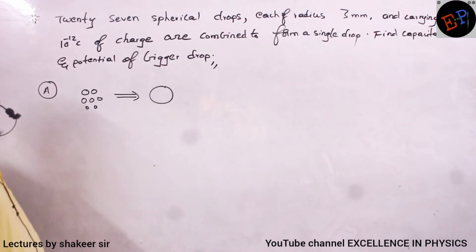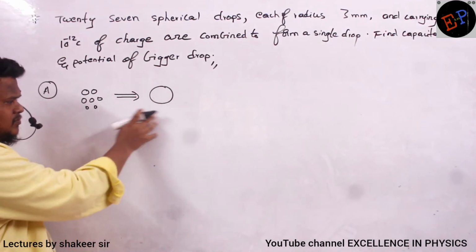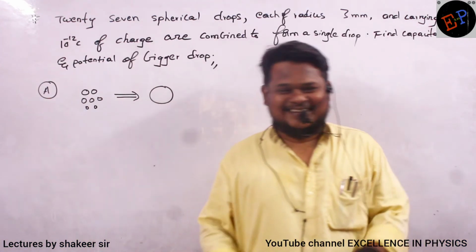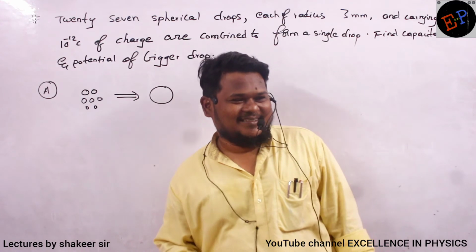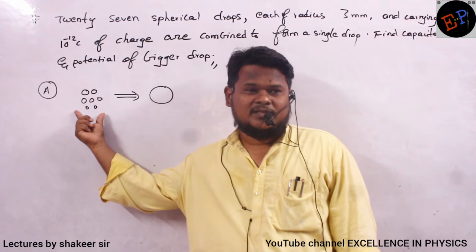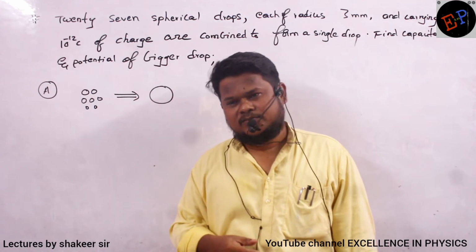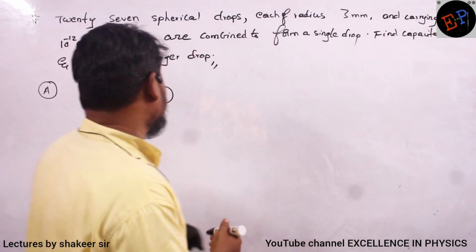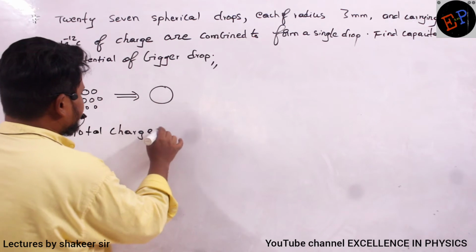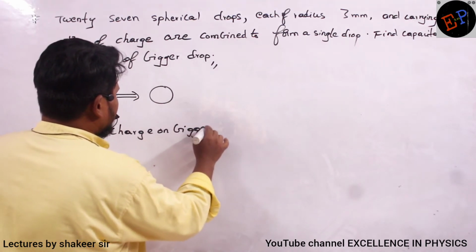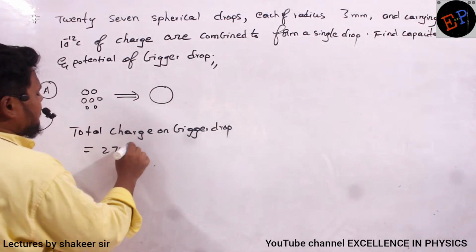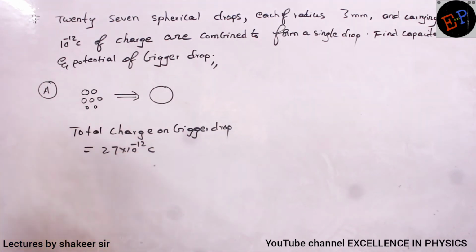Clear? See, if I combine all these drops, what happens? It forms a bigger drop. What is the total charge present on all these drops? That total charge will be present on the bigger drop also, no? So what is the total amount of charge on the bigger drop? It will be equal to 27 multiplied by 10 power minus 12 coulombs. This is the charge on the bigger drop.